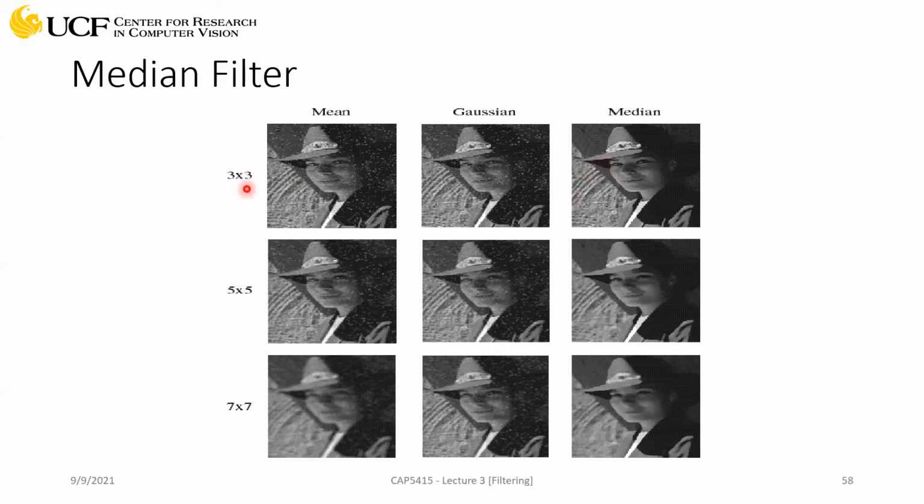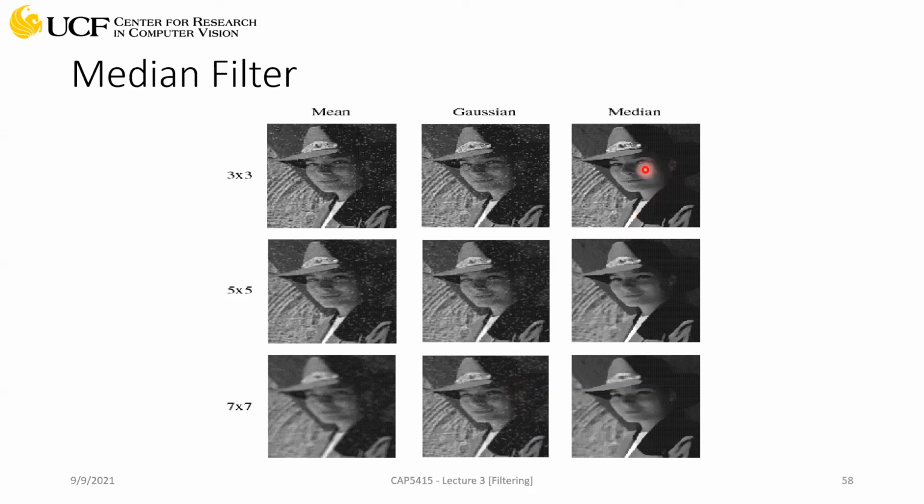As we move down, the size of the filter is increasing. And here you can see that the noise is not gone, even if we have 7x7. The reason is because we have those weights due to Gaussian distribution, right? The bordering pixels have very, very low weight. So that's why we are still seeing all these noises.